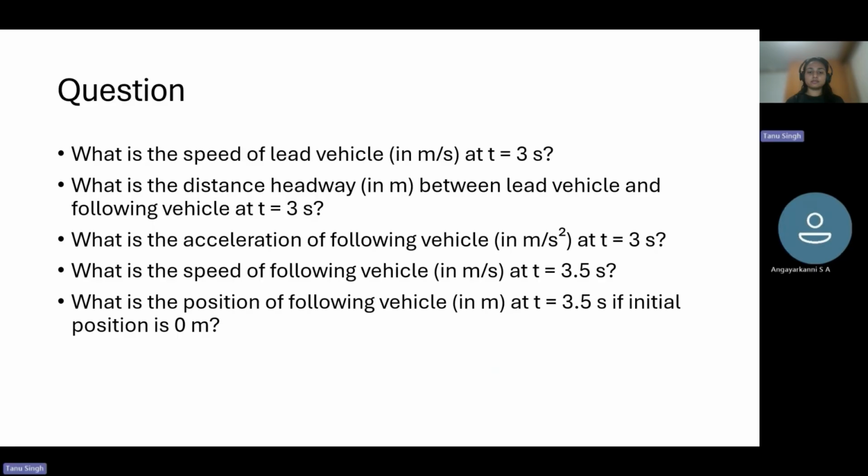Now try to solve these questions: the acceleration of the following vehicle, the speed of the following vehicle, and the position of the following vehicle, using the same data.